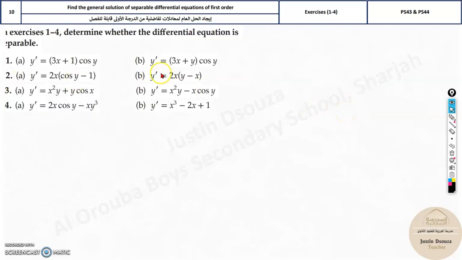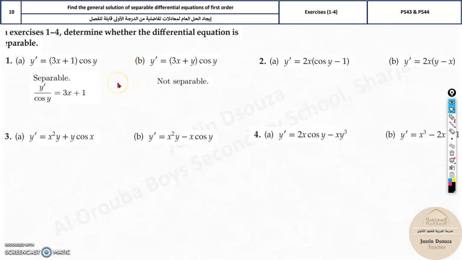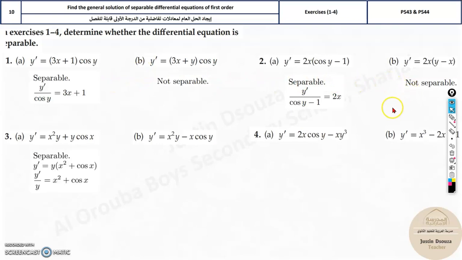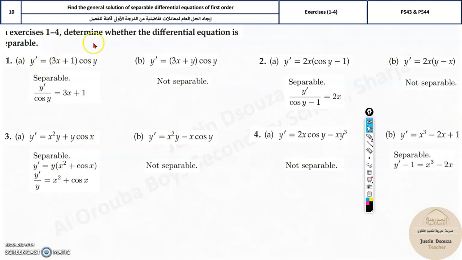In the same way, you can try the other ones. Over here, all the answers are written. So please do check them and then see whether they are correct. Try to solve them by yourself and then check for the answers.